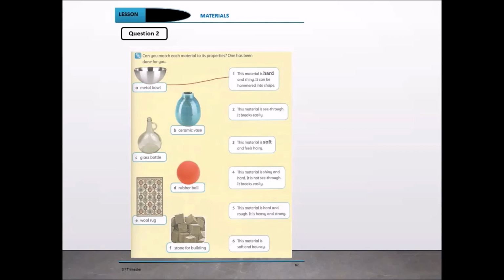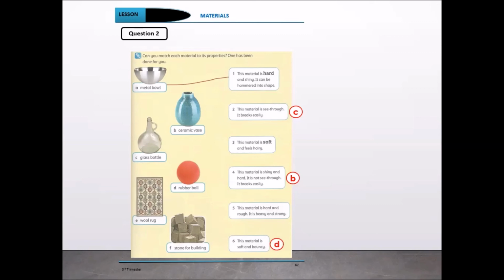Letter B, the ceramic vase. It will be which one of them? It will be shiny and hard. You cannot see through them and also it breaks easily. Okay, letter C, the glass bottle. Which one of them? It will be number 2. You can see through the glass bottle, but it breaks easily. Okay, letter D, the rubber ball. It will be number 6. This material is soft and bouncy.